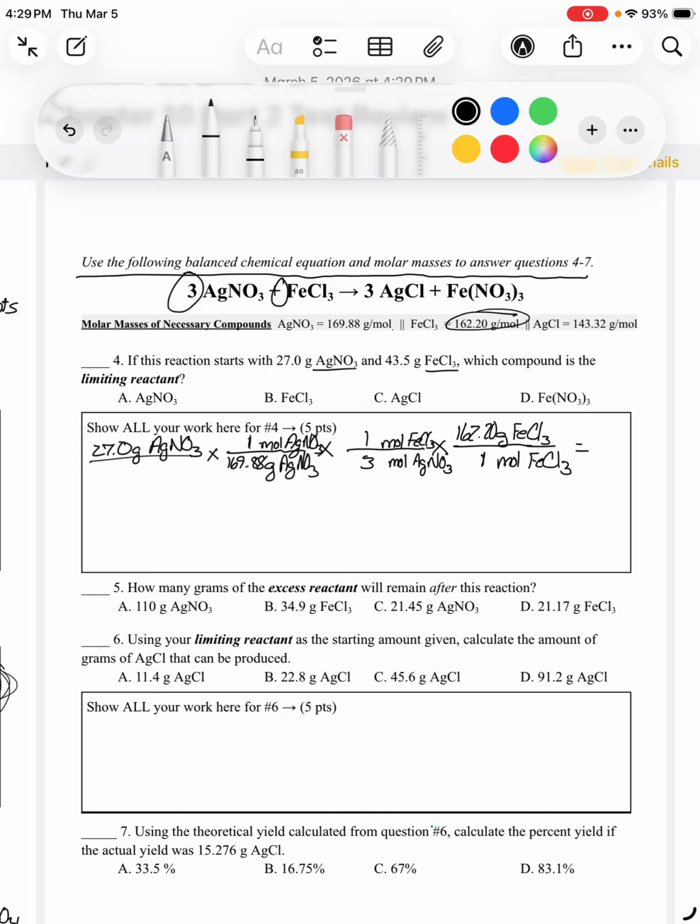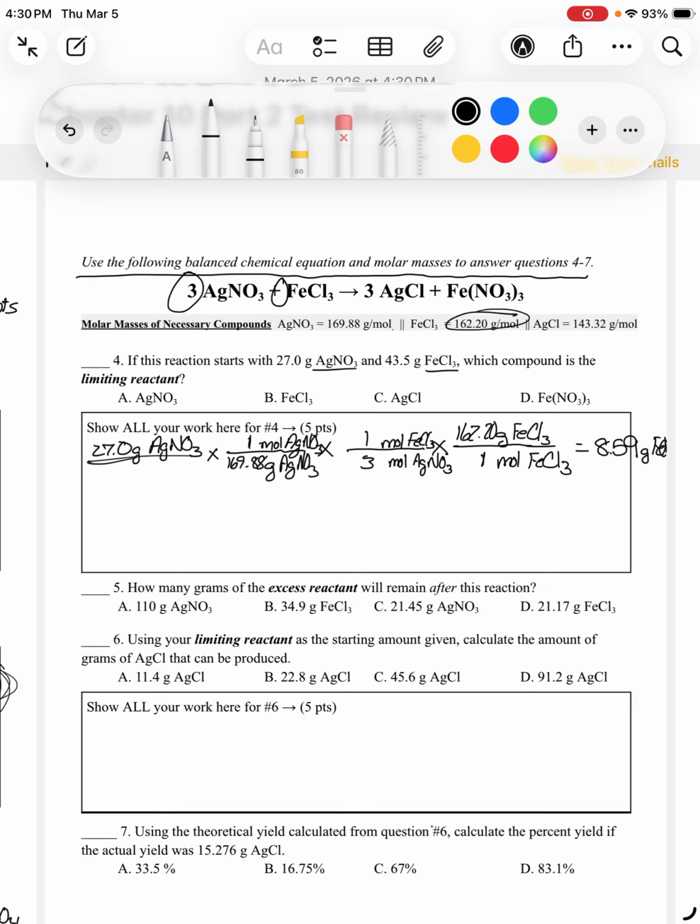Okay, let's go ahead and calculate that. It's going to give us 27 times 162.2. I'm going to divide that by the product of 169.88 times 3. That'll give us 8.59. That's where I'm going to stop because we had 3 sig figs in the given. 8.59 grams of FeCl3.